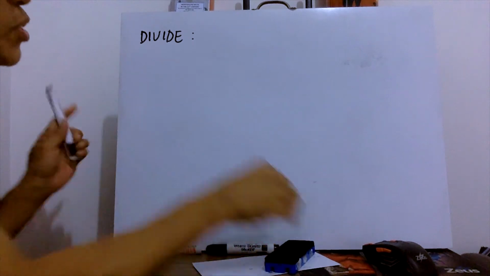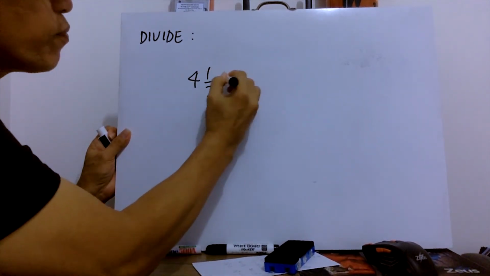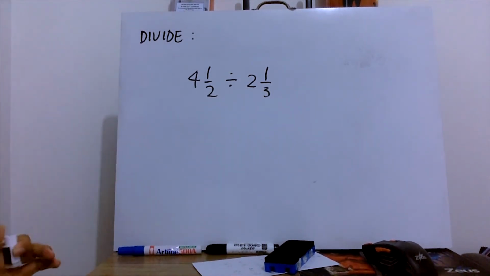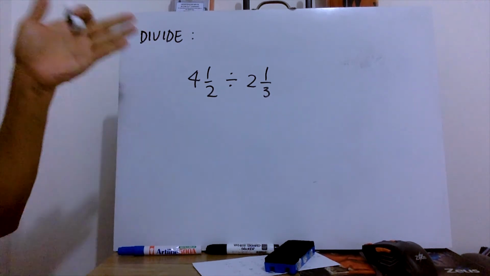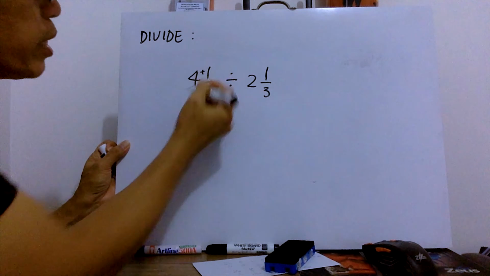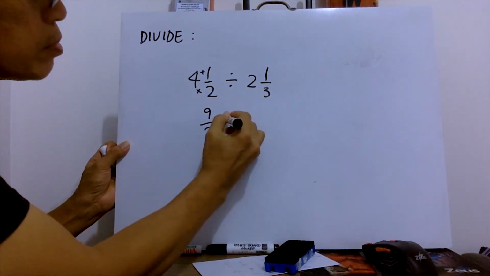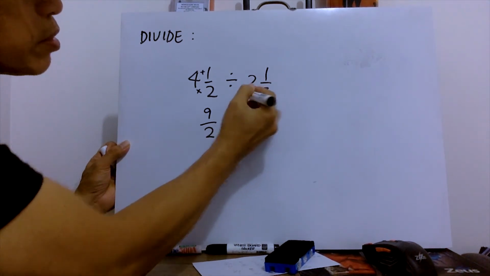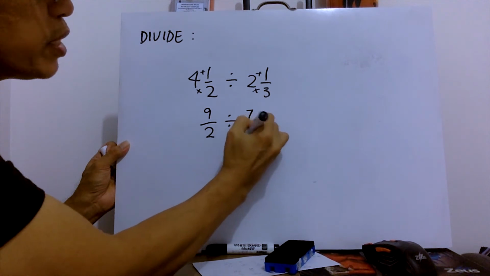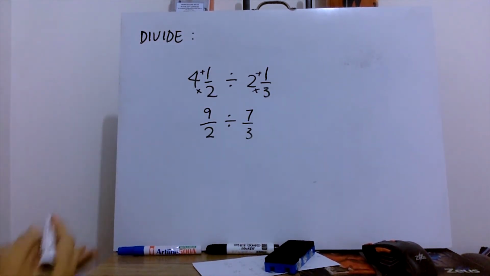Now, if it's a mixed fraction, let's say 4 and 1/2 divided by 2 and 1/3. Again, traditionally, make this into an improper fraction. Times this, plus that. 4 times 2 is 8, plus 1, so that's 9 over 2. Times this plus that. 3 times 2 is 6 plus 1 is 7. So 7 over 3. Let's check again. 6, 7, 8, 9. All right.